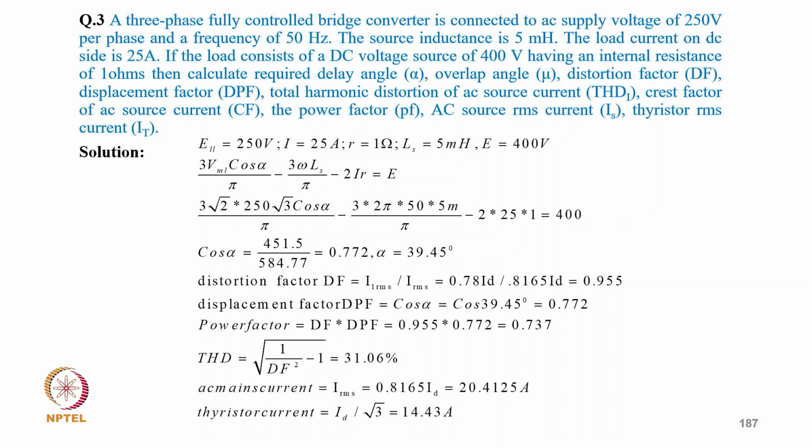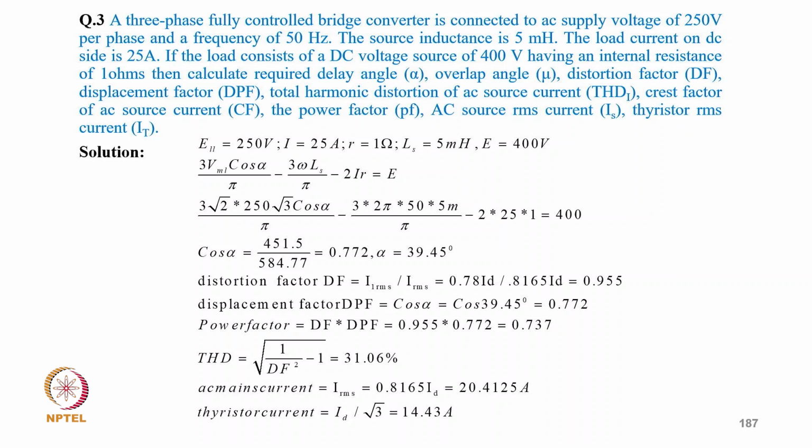The load consists of a DC voltage source of 400 volt having an internal resistance of 1 ohm. Calculate the required delay, overlap angle, distortion factor, displacement factor, total armature distortion of AC current, crest factor of AC current, power factor, AC source RMS current, and thyristor current. So EL is given as 250 volt, I is 25 ampere, R equal to 1 ohm, LS equal to 5 millihenry, and E equal to 400 volt.